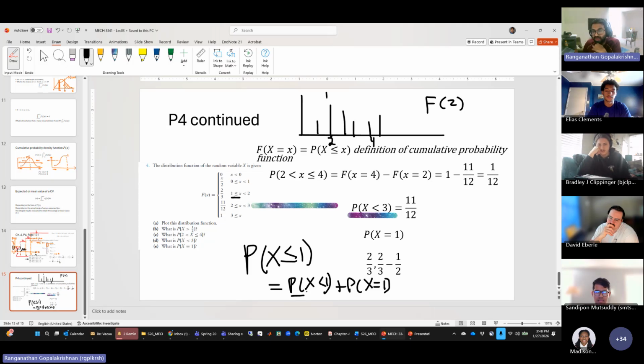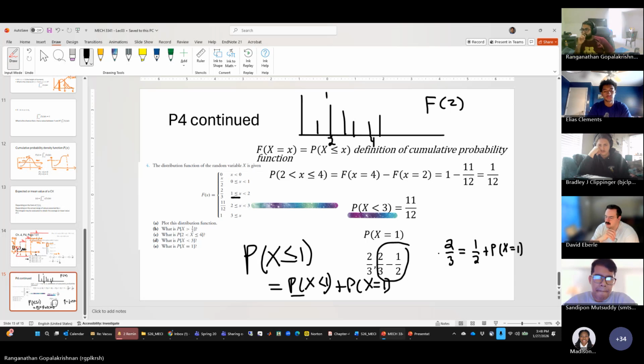So you take 2/3 equal to 1/2 plus probability of what you want, which is x equal to 1. So you just rearrange and this becomes the answer. Thomas, would you agree with me? It's 2/3 minus 1/2.